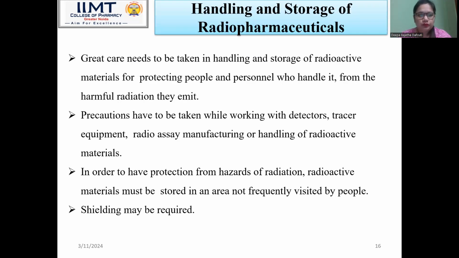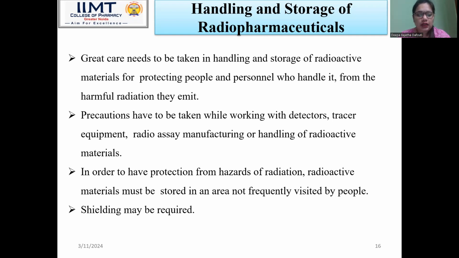So, what are the radiopharmaceuticals handling and storage conditions? Great care needs to be taken in handling and storage of radioactive materials for protecting people and personnel who handle it from the harmful radiations they emit.